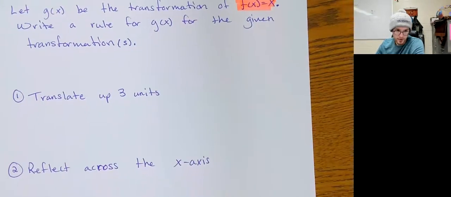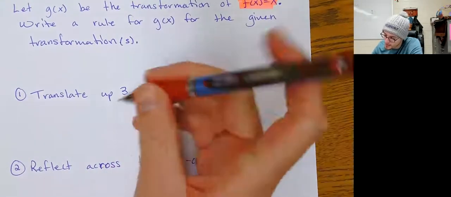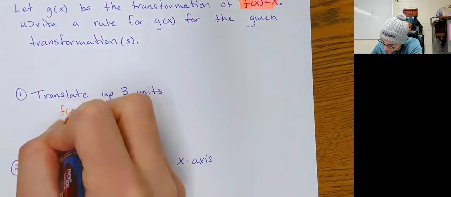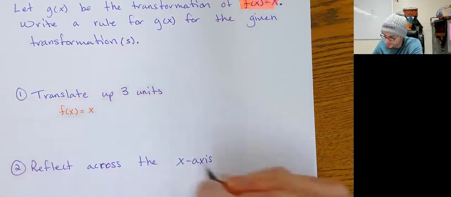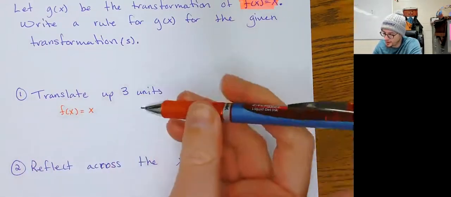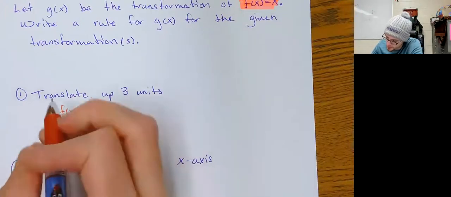Number one, the first step to all of these will be we need to write down f of x equals x. So translate up 3 units. So when I translate up 3 units, what does that mean?